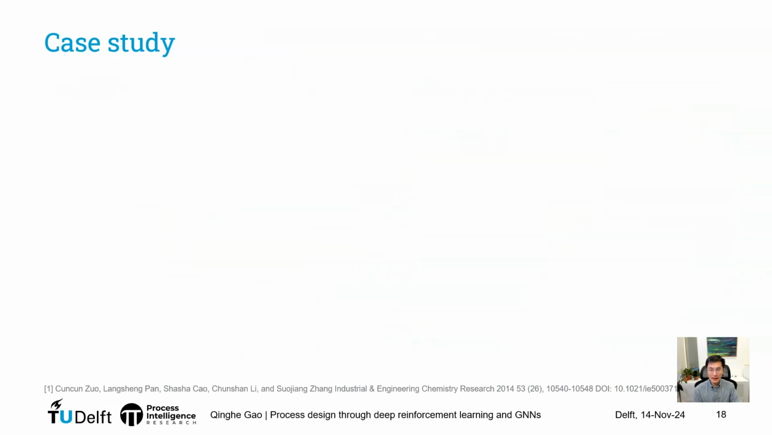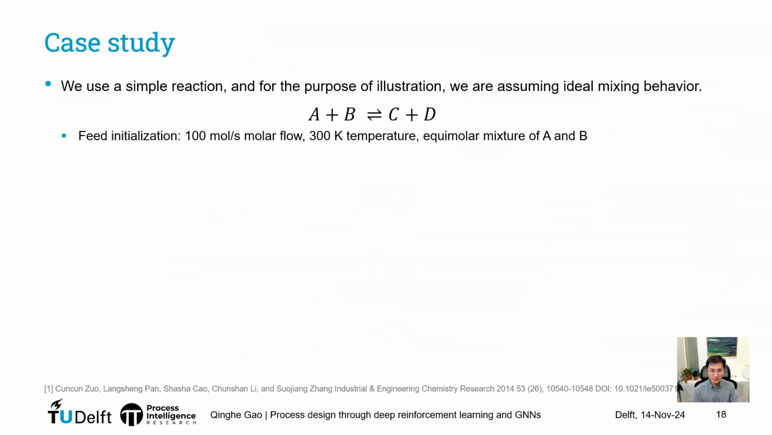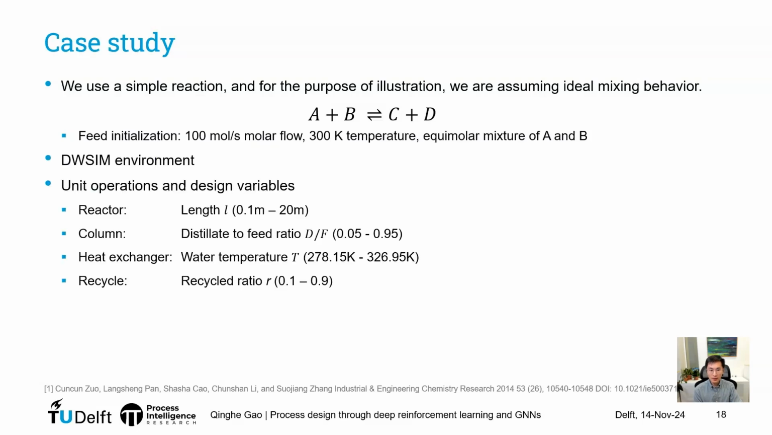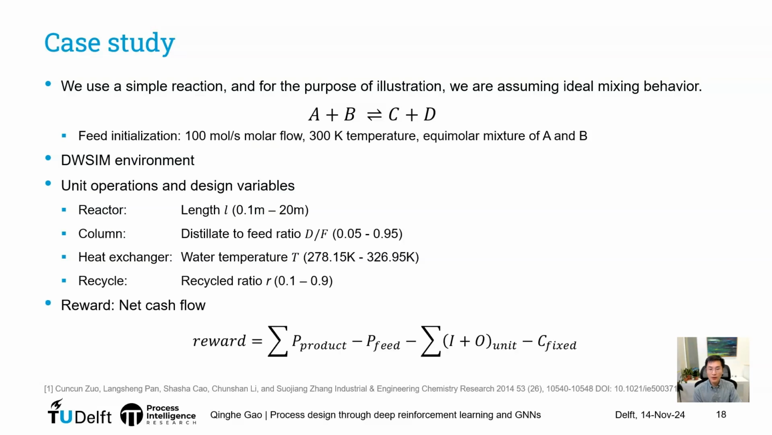Next, we utilize a case study to showcase our model. Here, we use a simple reaction, assuming ideal mixing behavior, and say C is our desired product. For the feed initialization, we use 100 mole per second, 300 Kelvin, and equal molar of A and B. Additionally, we utilize the open source process simulator DWSIM as environment, and we include 4 different unit operations and corresponding design variables. Finally, we utilize net cash flow as reward function.